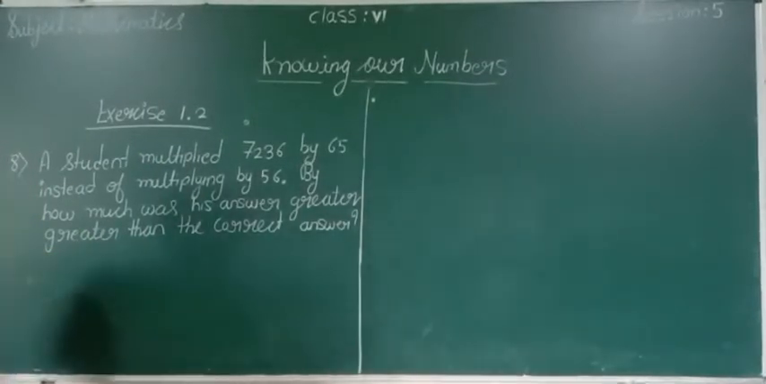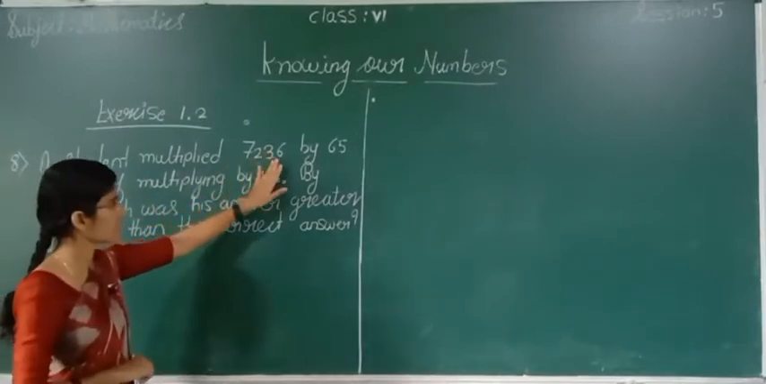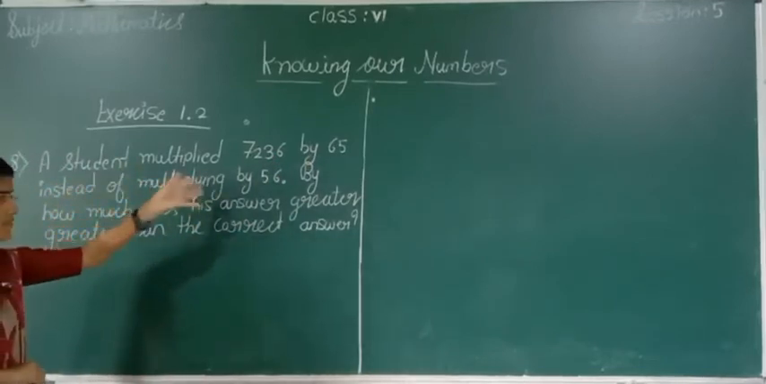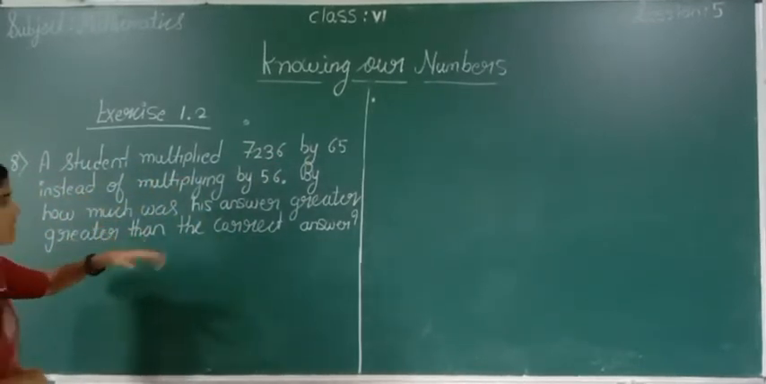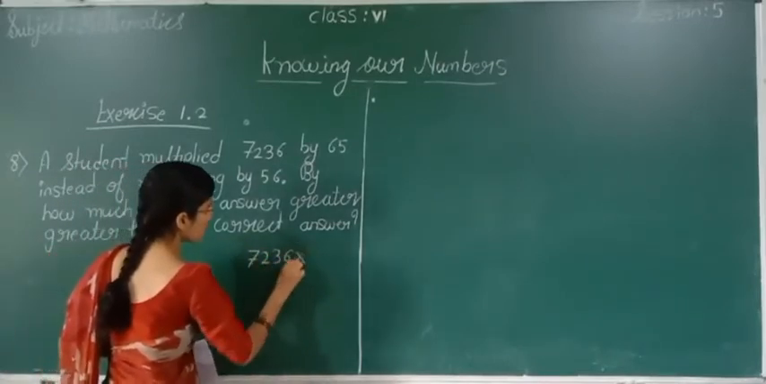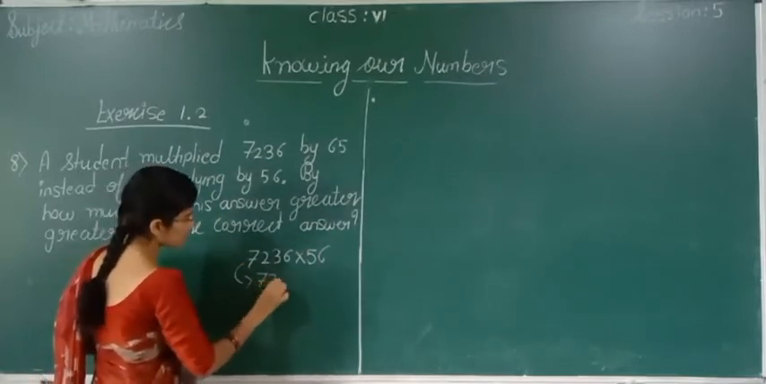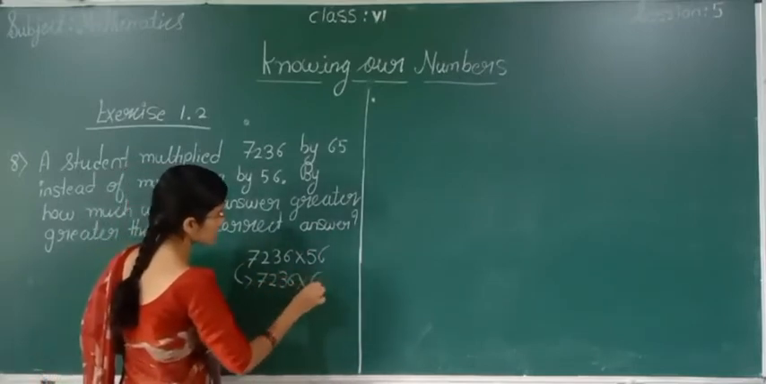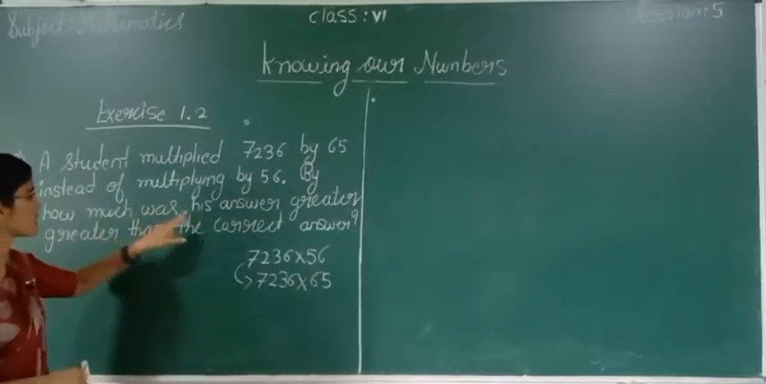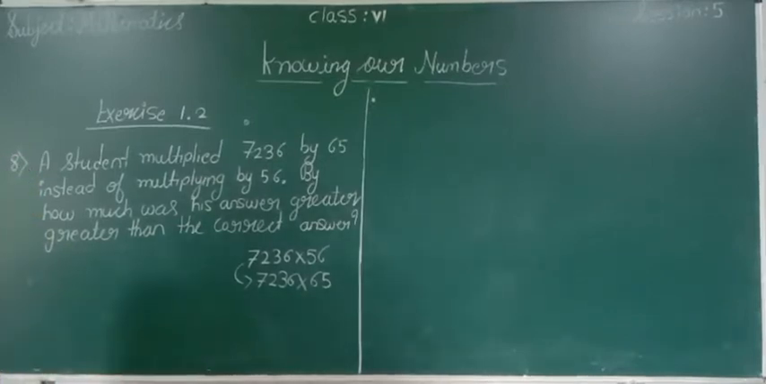So the problem tells us that a student multiplied 7236 by 65 instead of multiplying by 56. What should the student have done? He has to multiply 7236 into 56. But by mistake he has multiplied 7236 into 65. By how much was his answer greater than the correct answer?